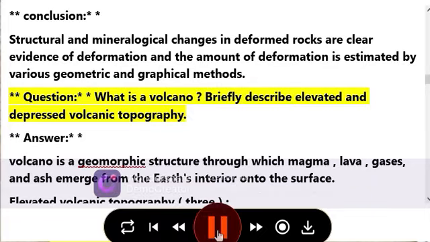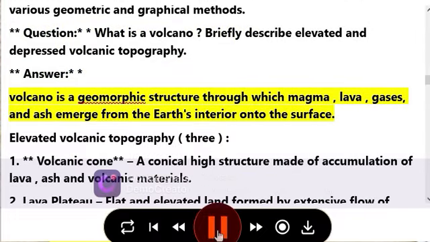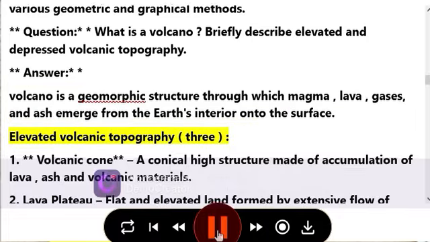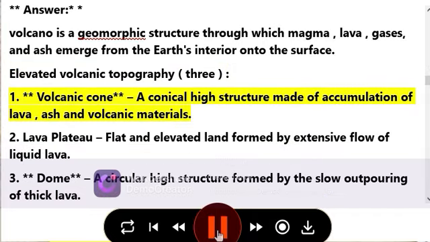Question. What is a volcano? Briefly describe elevated and depressed volcanic topography. Answer. Volcano is a geomorphic structure through which magma, lava, gases, and ash emerge from the Earth's interior onto the surface. Elevated volcanic topography.